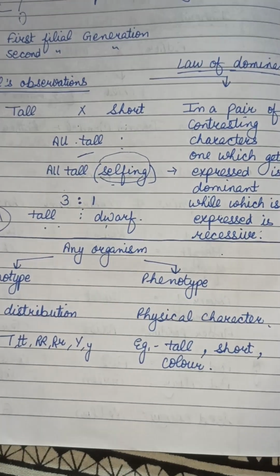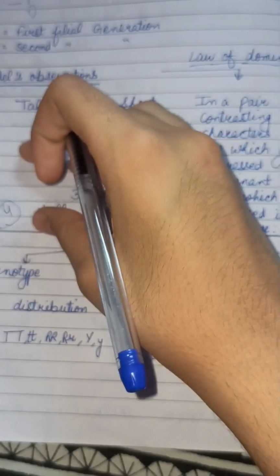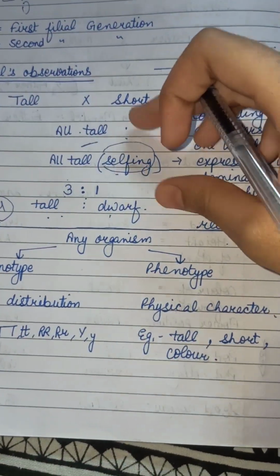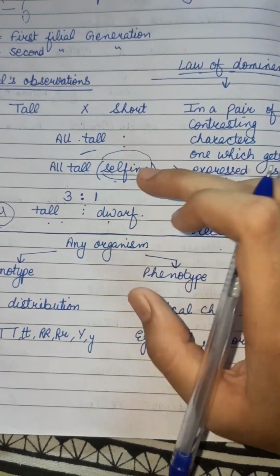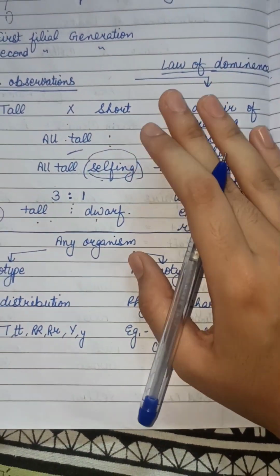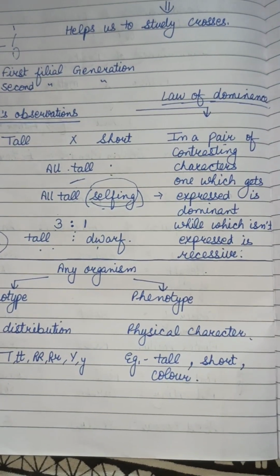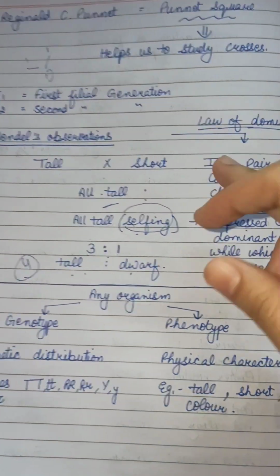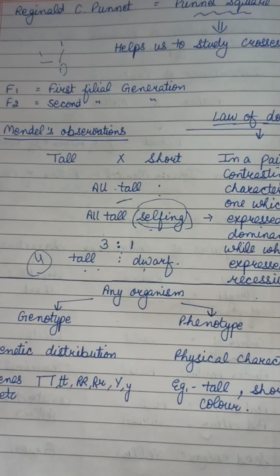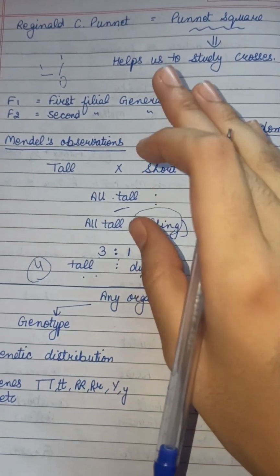What was the conclusion? That in a pair of contrasting characters, one will be dominant while the other one will be recessive, which will not be able to express itself at all. So this was the whole first observation of Mendel, which formulated the law of dominance given by him. So I hope you understood law of dominance here.